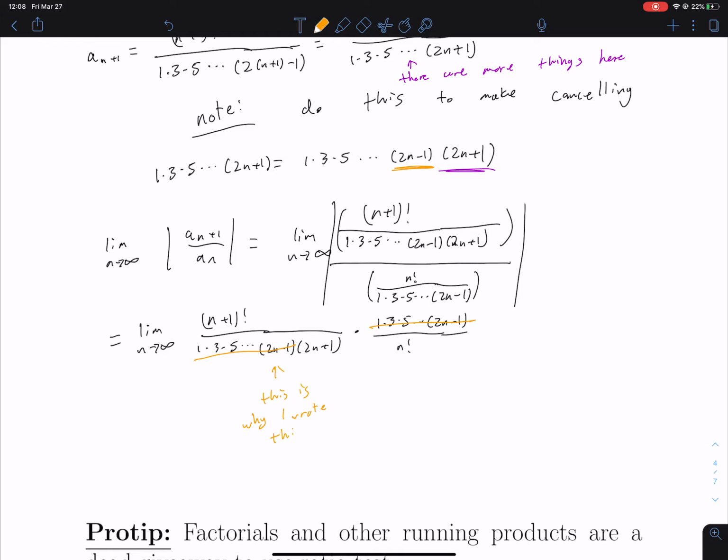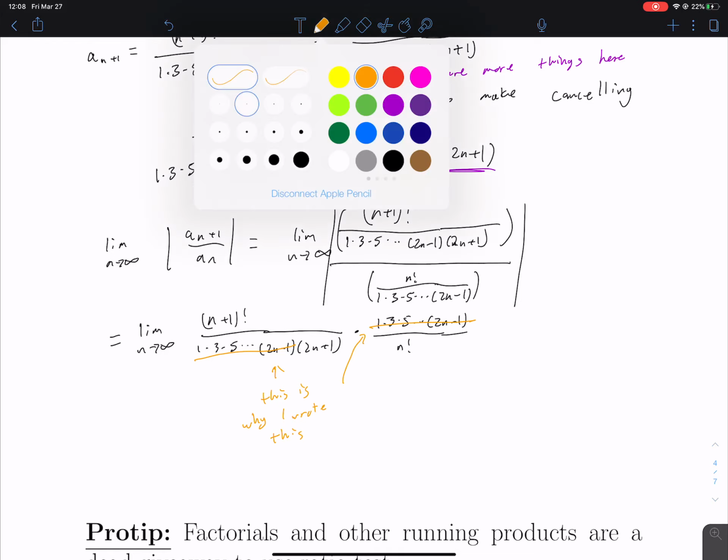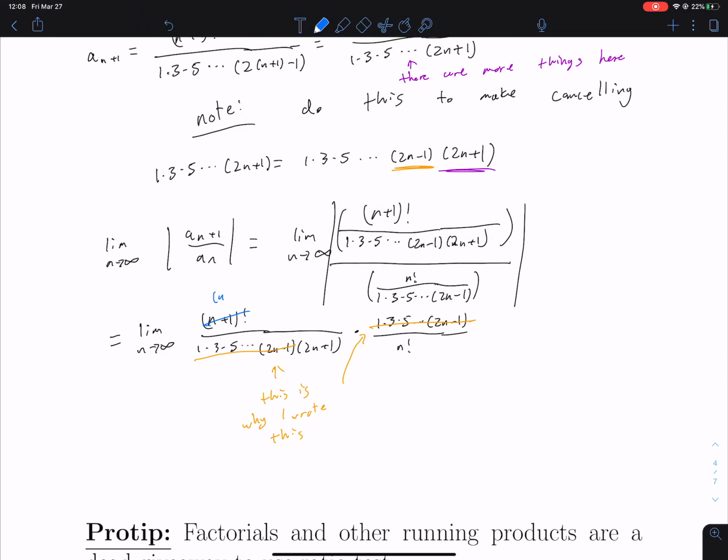And this is why I wrote this. I wanted these to match. So these two match. And in a similar way, this I'm going to write as n plus 1 times n factorial. And why do I do that? Because it lets these two things match. I want things to match. The more things match, the better. Okay, so what do I have left? What has survived all of this culling?